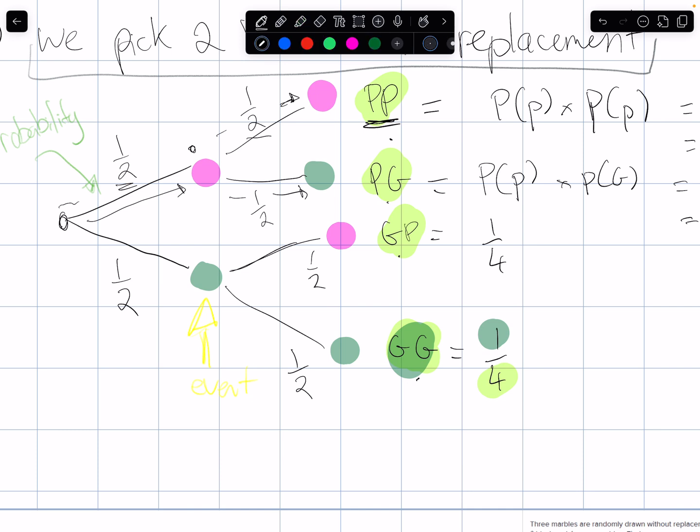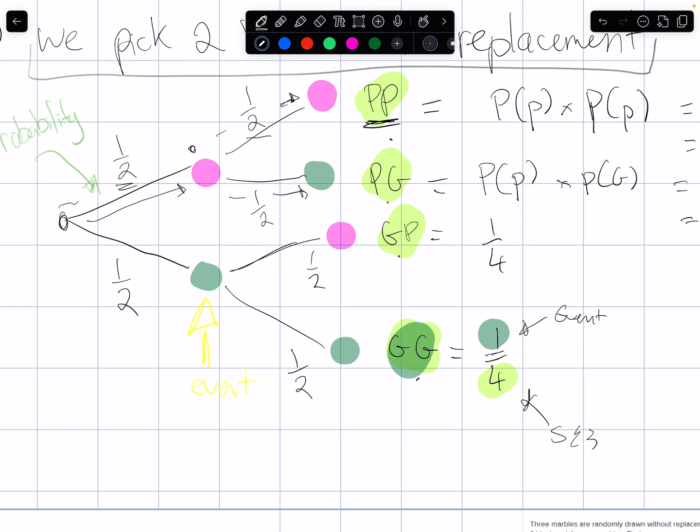Okay. We have 4 final products. So this is here the sample space. And this here is our event. We have 1 of these, which is the green and green. We only have 1 of those. And then we have 4 events. We have 1 over 4.